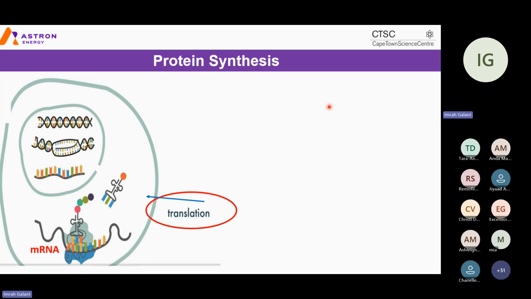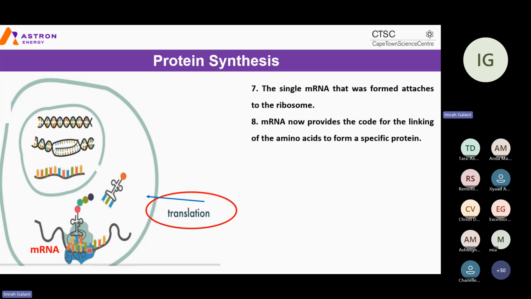So translation occurs in the cytoplasm, and its main point where it occurs is on the ribosome. What happens first is your single mRNA molecule that was formed attaches to the ribosome. Then the mRNA, like we said, provides the code for the linking of amino acids to form a specific protein.